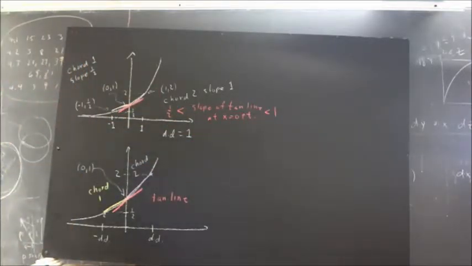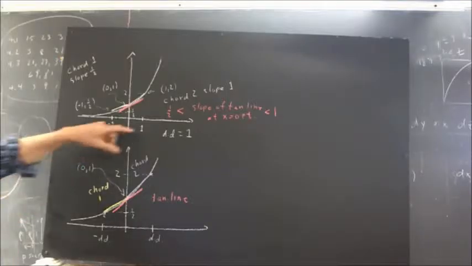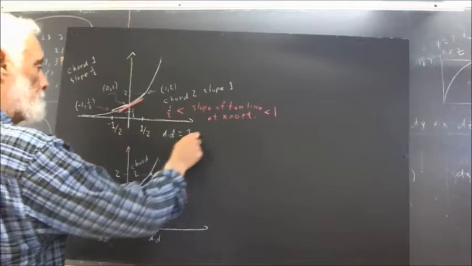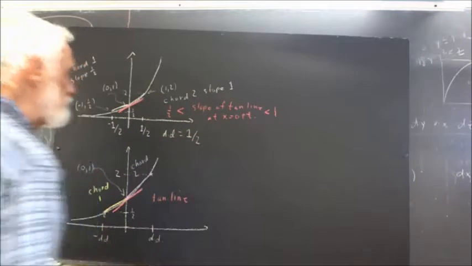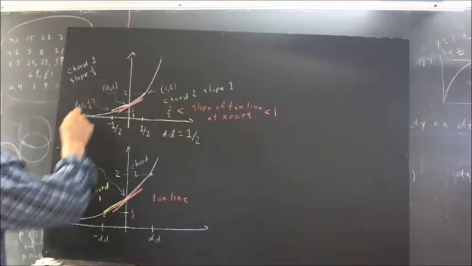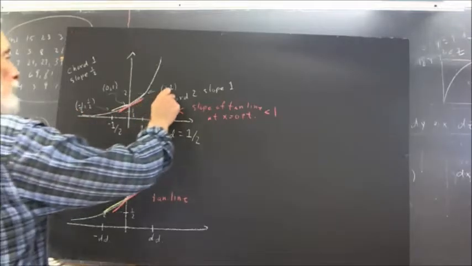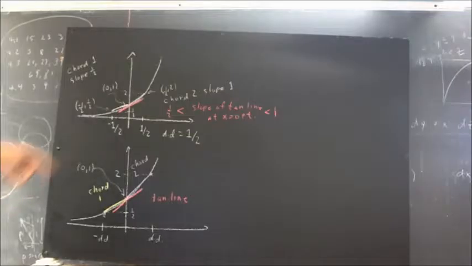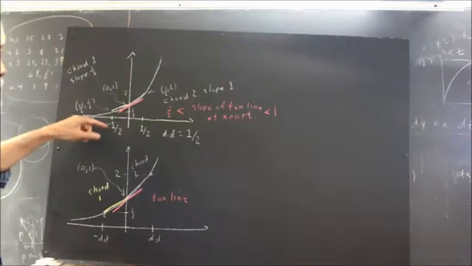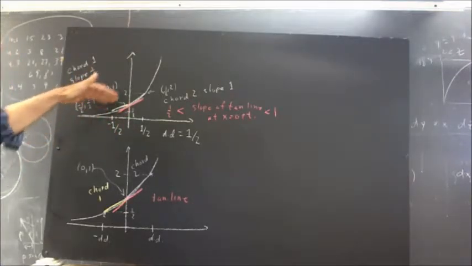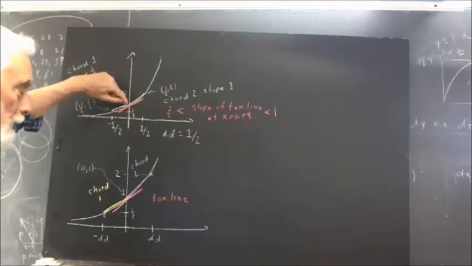Now, if I replace the 1 by 1/2, then what do we have? This will be the point -1/2, 1/2. This will be the point 1/2, 2. Then chord 1 is going to have what slope? Well, if now the run is 1/2, the rise is still 1/2, because the height here is 1.